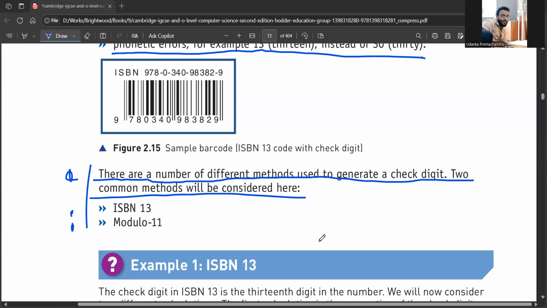There are a number of different methods used to generate check digits. According to that, there are two common methods we'll consider here. What are they? ISBN 13 and modulo 11.